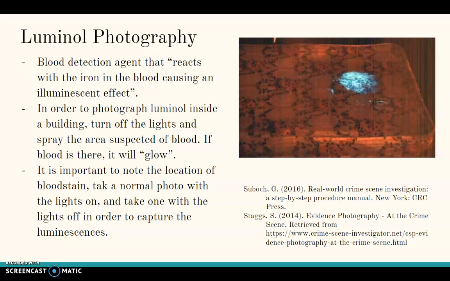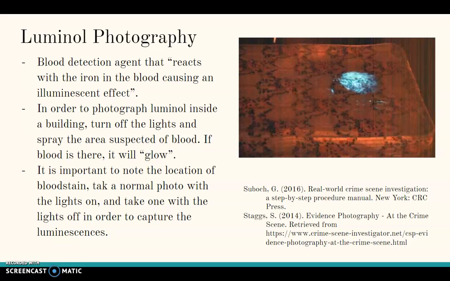The first one I have is luminol photography. I think I'm saying that right. If I am not, I apologize. It is a blood detection agent that reacts with the iron in blood, causing a luminescent effect. As you can see in the picture, there's a stain on the mattress and it's glowing.